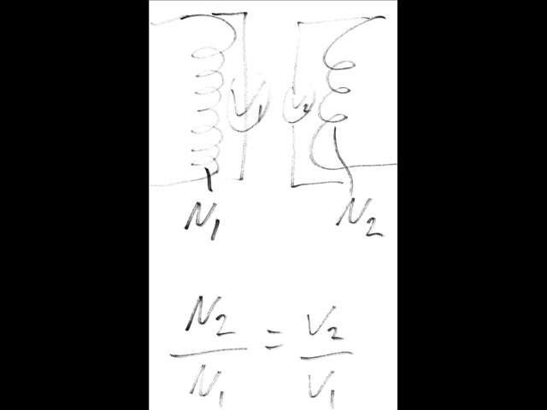The ratio of loops on the primary and secondary coil is equal to the ratio of potential differences on the primary and secondary coil. Ns divided by Np is equal to Vs divided by Vp, where S means secondary and P means primary.